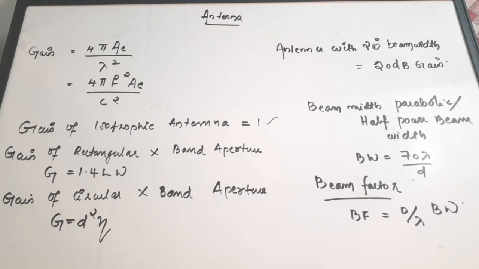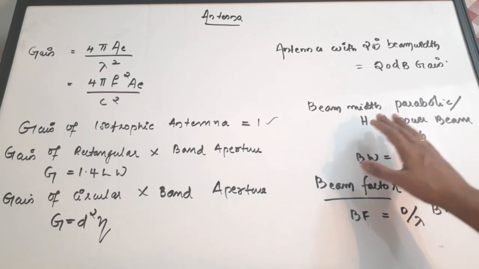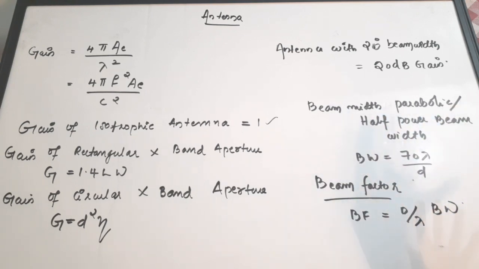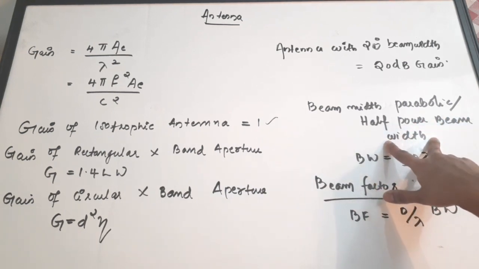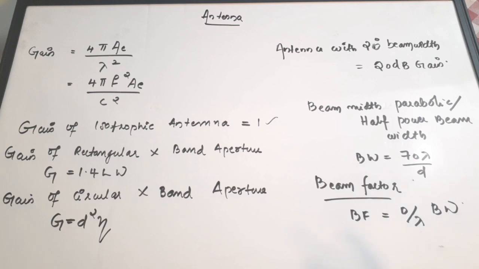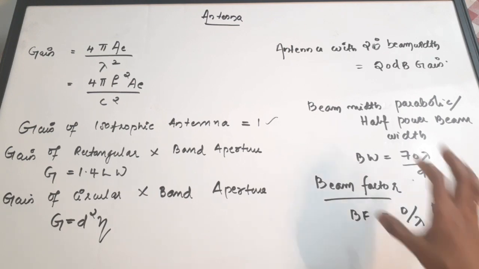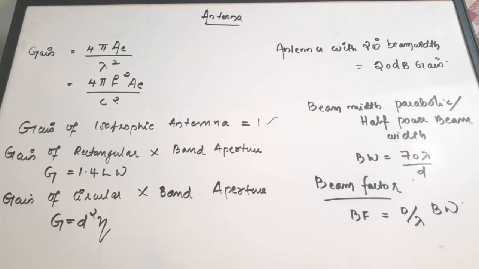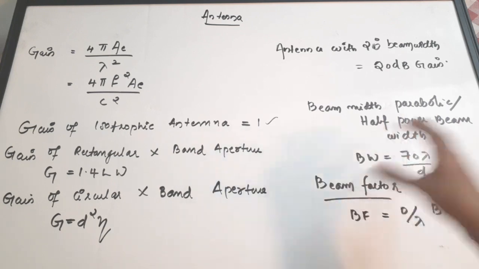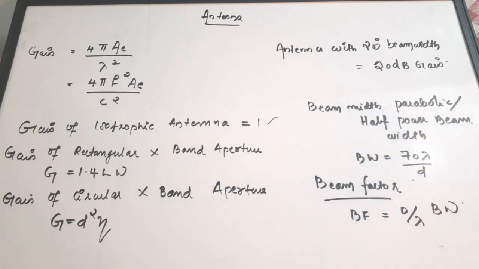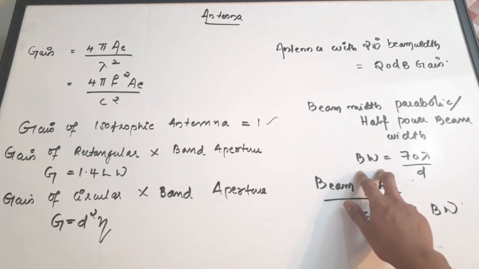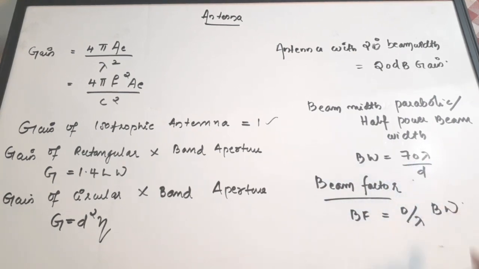Next, the beam width of a parabolic antenna, or the half power beam width, a term we commonly hear. What is the equation for finding the half power beam width? It is the same as the equation for the beam width of a parabolic antenna. The beam width BW is given by 70 lambda by D, where D is the diameter and lambda is the wavelength.